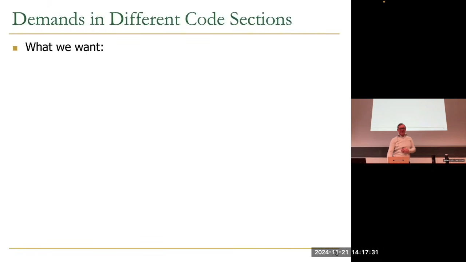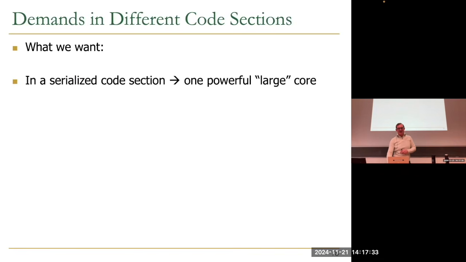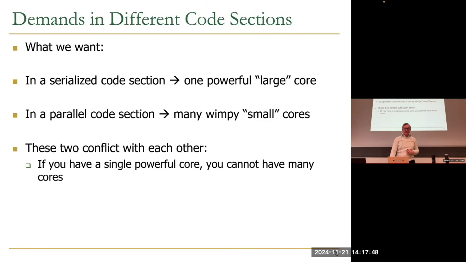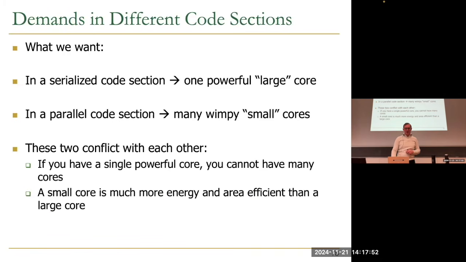So basically, in a serialized code section, you want a powerful large core. The question is, what should that powerful large core look like? In a parallel code section, we want probably many wimpy small cores, right? Depending on the code section. If you parallelize it really nicely, wimpy small cores could be good. And these two clearly conflict with each other, right? If you have a single powerful core, you cannot have many cores. And a small core is much more energy and area efficient than a large core.